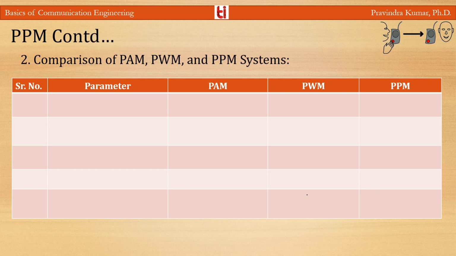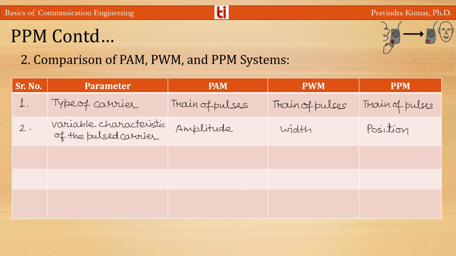Now we will discuss the comparison of PAM, PWM and PPM systems. If we compare the type of carriers in PPM, PWM and PAM, a train of pulses is used as the carrier.